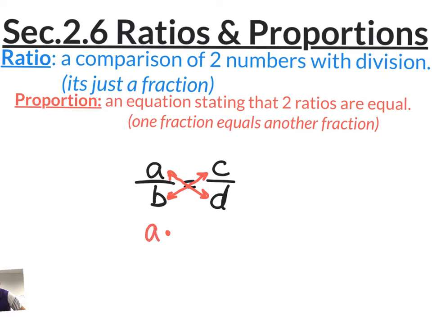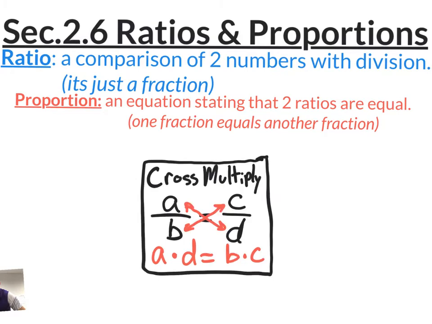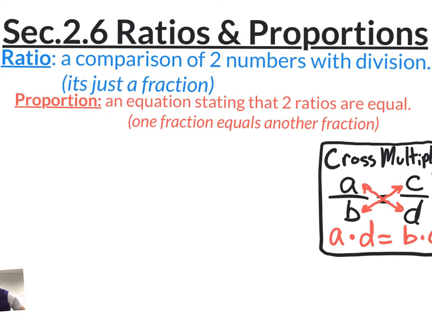A times D equals B times C. So what this cross multiplying, the sauce right there, does, guys, is eliminate the fractions, and you now have a simple equation that you should be able to solve. Let's look at the simplest type of proportion. Let me move this to the side and save it for later.